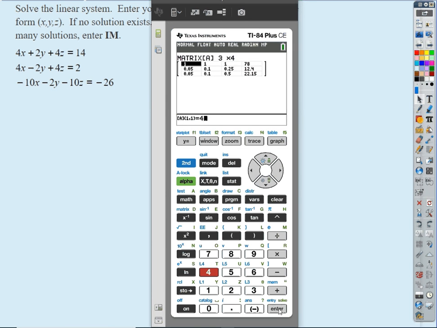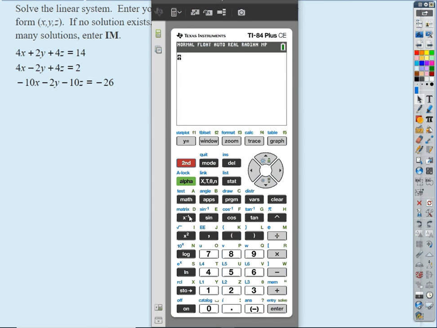First row is going to be what? 4, 2, 4, 14. Second one is 4, negative 2, negative 2, 4, 2, right? That's row 2. Row 3, these are all in standard form, so I can go negative 10, negative 2, negative 10, negative 26, right? Okay, we good? Okay, now we're going to exit, so we'll quit.